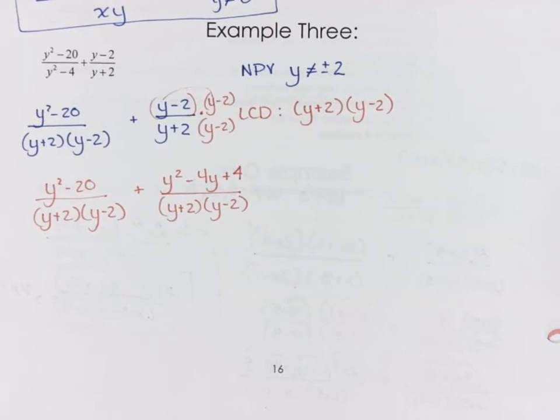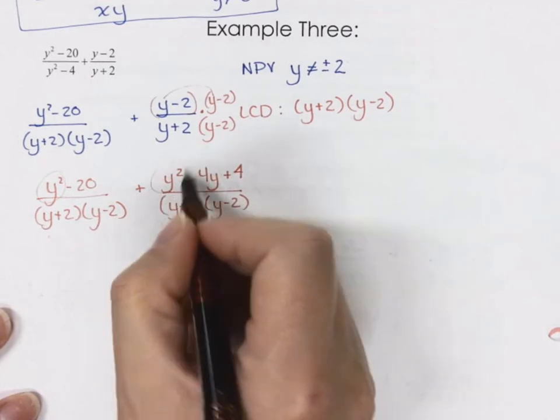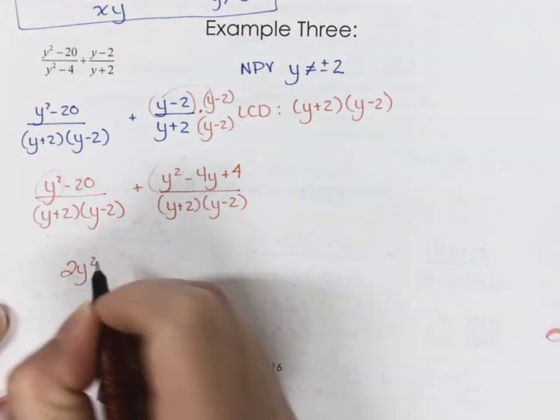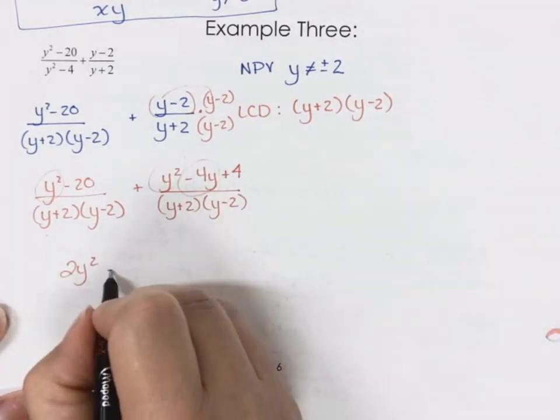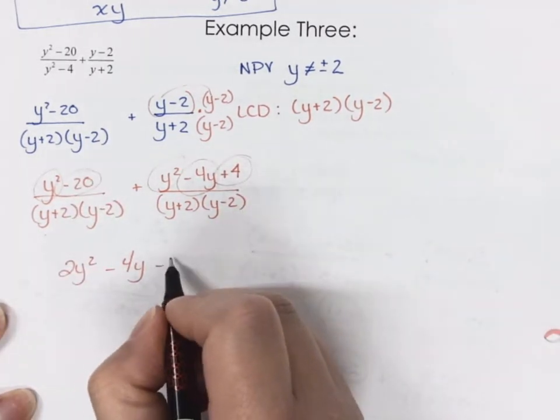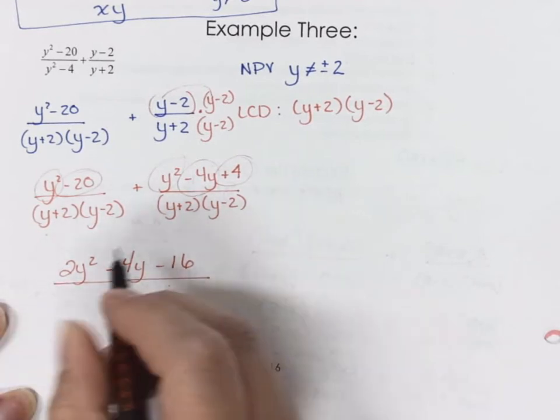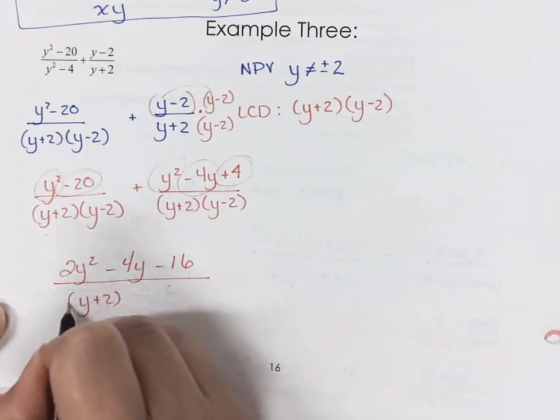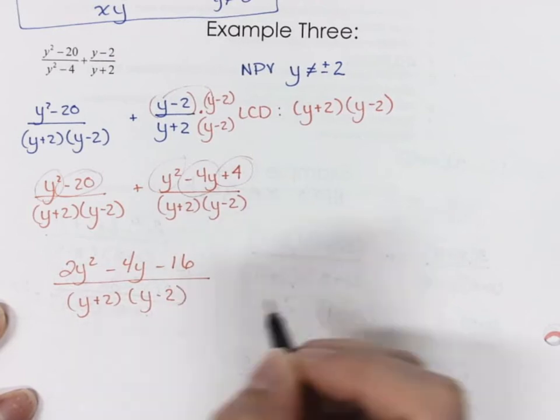Okay, what's the next step? You're adding fractions at this point. You've got the common denominator. What do we do? We just add the numerators together, right? Easy peasy. So I've got 2y squared. I only have the minus 4y, and then I have negative 20 and positive 4, so that's going to be a negative 16 over y plus 2, y minus 2.